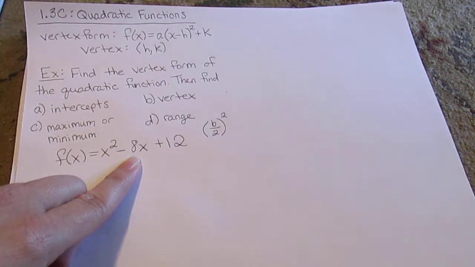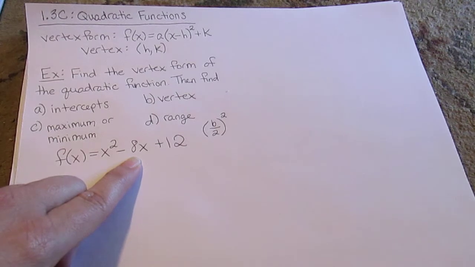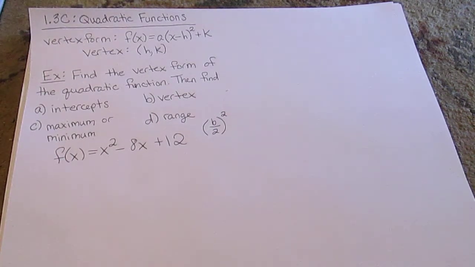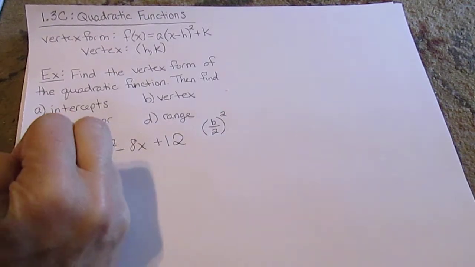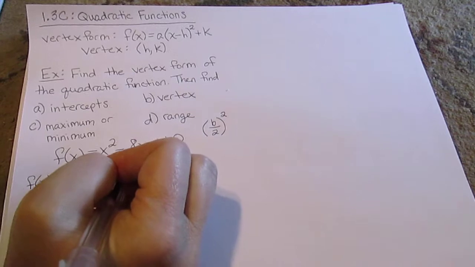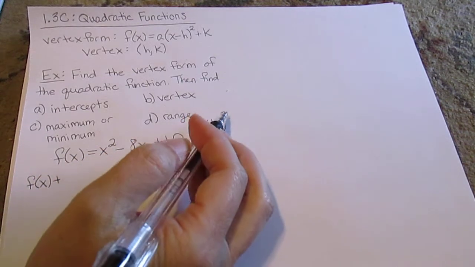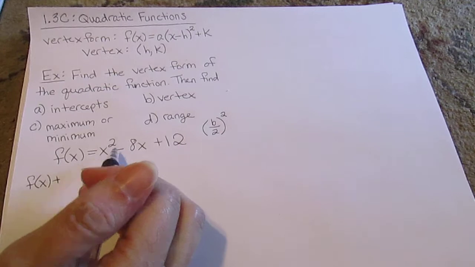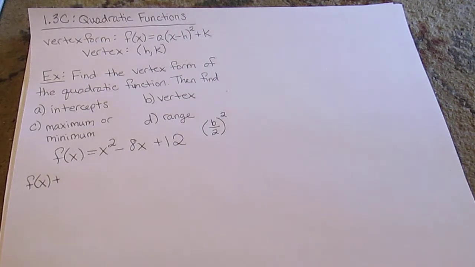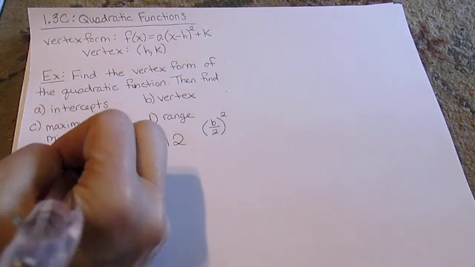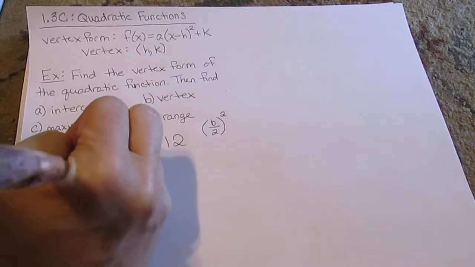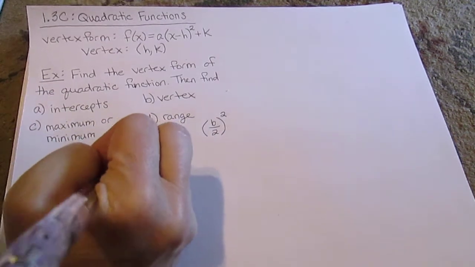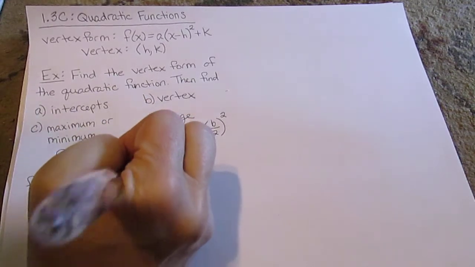You take your b, you divide it by 2, and you square it. And whatever you do to one side, you have to do to the other. So you're going to do this to both sides. So we've got f of x plus, well, my b is negative 8. Since you end up squaring it, it doesn't matter if you put the negative. So I usually, to make it look a little nicer, leave the negative off. So I've got 8 over 2 squared equals x squared minus 8x.